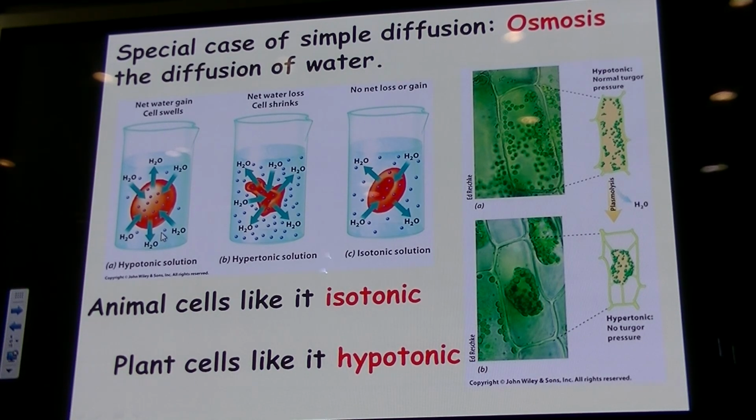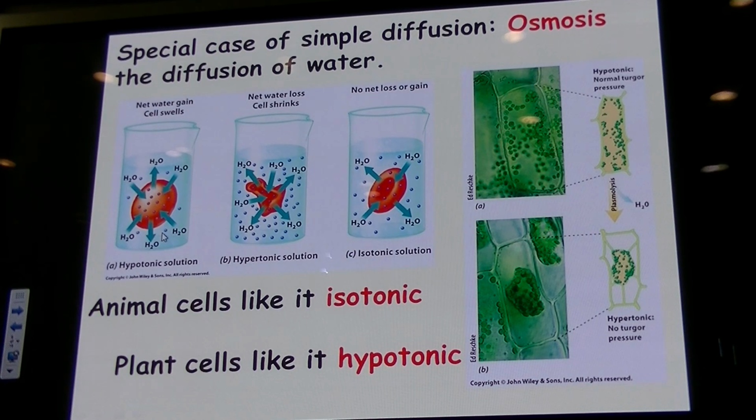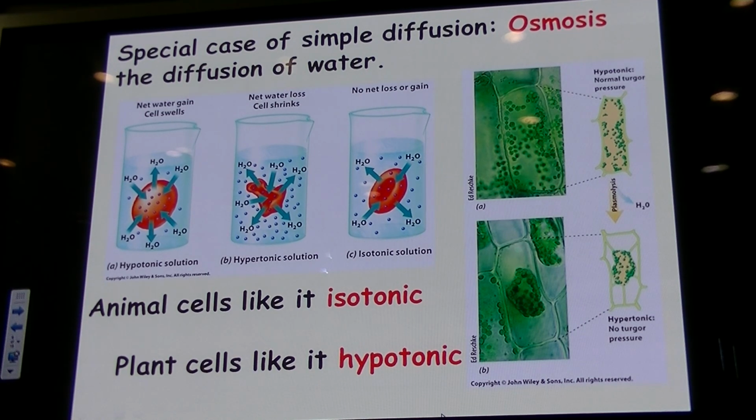Plants, on the other hand, because they have a cell wall, they like to take up water, only their vacuole puts pressure against the cell wall, and that keeps that cell turgid, keeps that plant upright. So plants like it hypertonic.